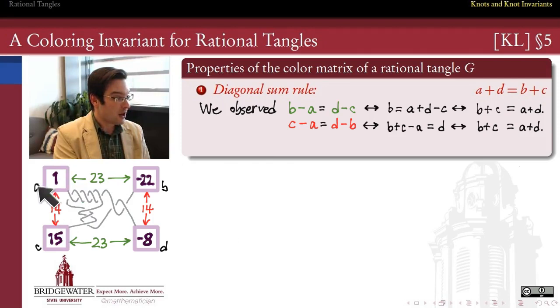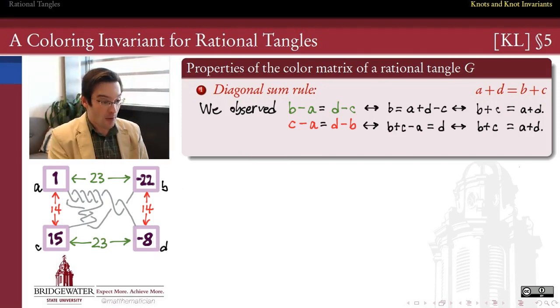So we observed that if I call my color matrix A, B, C, D, then the difference B minus A was the same as the difference D minus C, both of those are 23, and that the difference C minus A was the same as the difference D minus B, both of those were 14. So what does that mean?